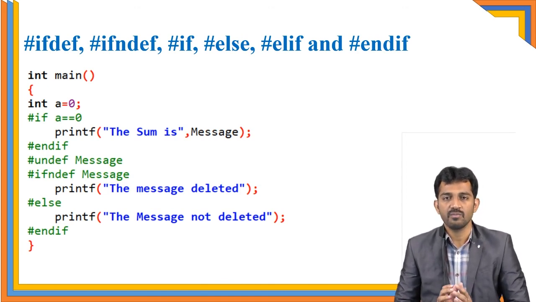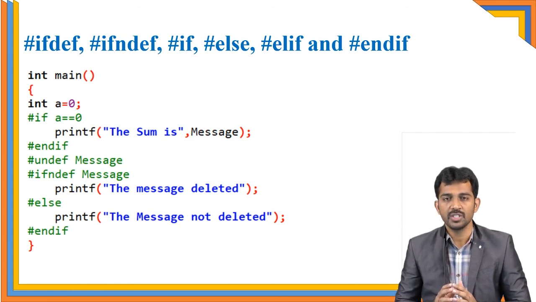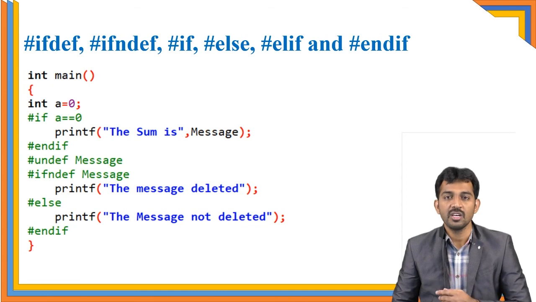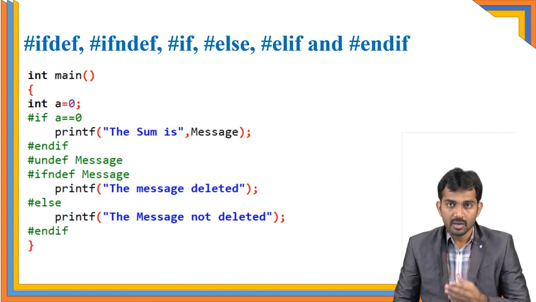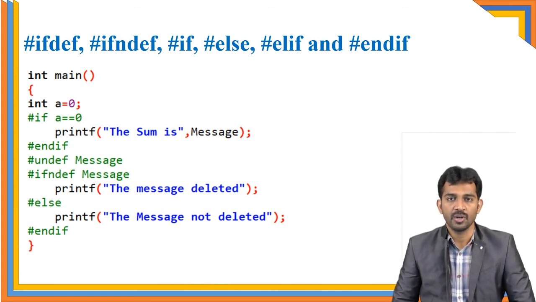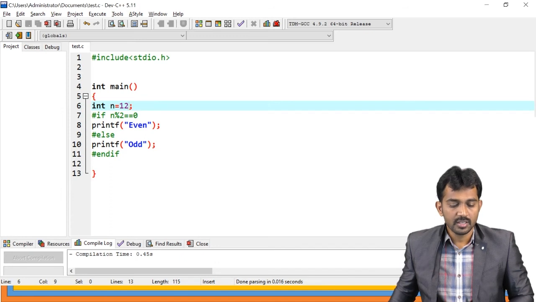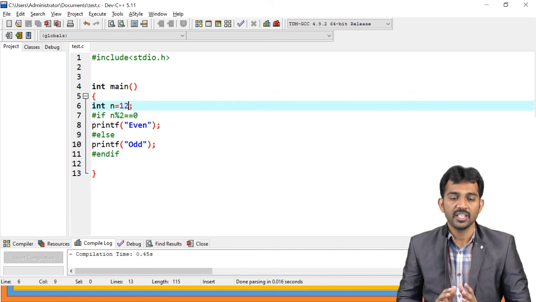You can use them, not much, but in most cases you are going to use only two things. The first one is #define, and the next one is #include. #define is going to define the global constants, and #include is used to include the header files into your program, right? Is this clear? And also you can use #elif, else if, also, right?